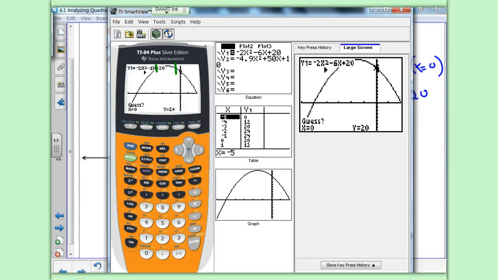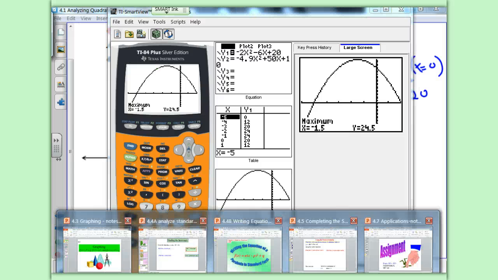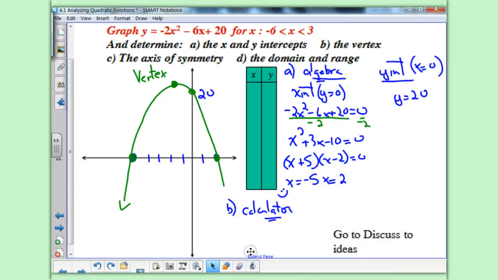And now I don't really feel like guessing. So it spits out, wait a second, -1.5 and 24.5. That's actually my maximum. I go back to my notes and I go, oh, okay, I just found out my vertex. This is good. -1.5, comma, I forgot, -1.5, and I think it was 24.5 was my vertex. And that's a good thing because now I know my vertex.